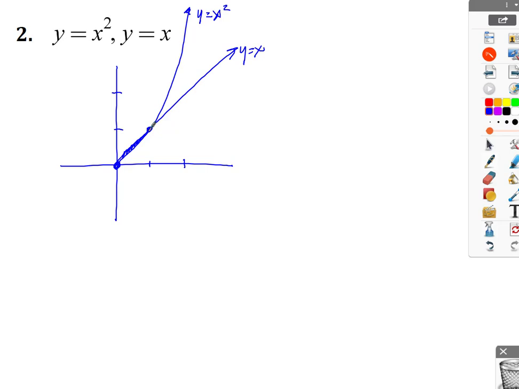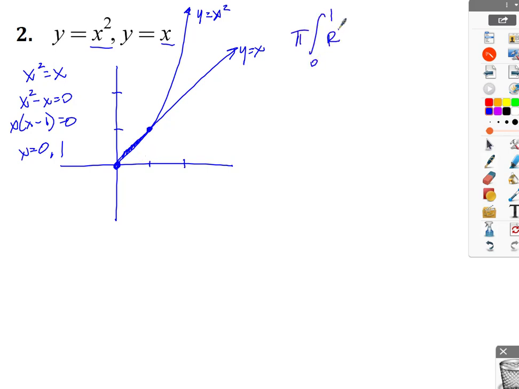Now, it might not be so obvious which one's above the other one, which one's a big R, which one's a little r, correct? Now, we can see that where they intersect, we just set the y values equal to each other. X squared equals x. Bring x over here. Factor x out. And x equals 0 and 1, which is the case, 0 to 1. So that means our integrals will go from 0 to 1.